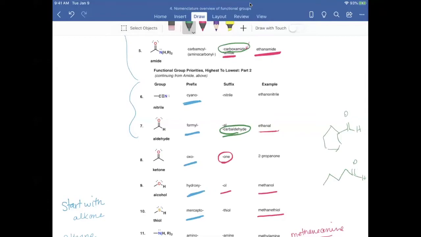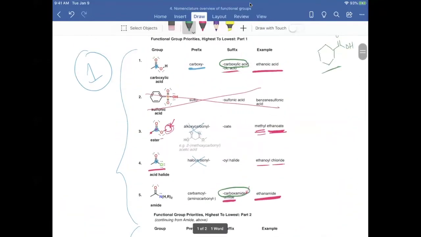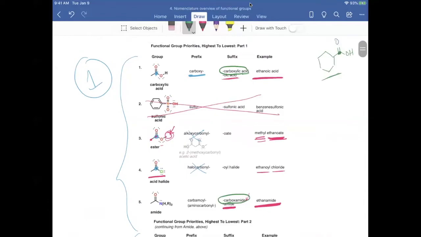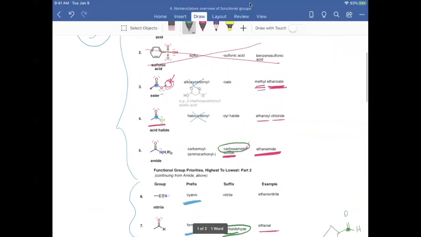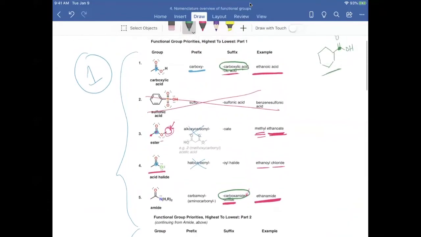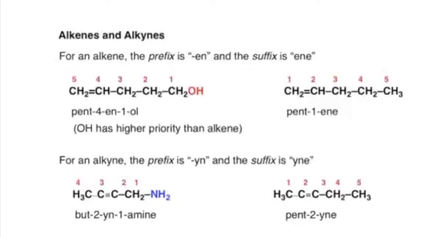So the way that I think about these ones circled in green is if there's an additional carbon on your molecule compared to what the parent name is, then we're going to need to use that carbaldehyde, carboxamide, and carboxylic acid. So now if we want to talk just a little bit more about alkenes and alkynes, if you have a molecule where you have an OH and an alkene in the molecule, the OH wins priority.